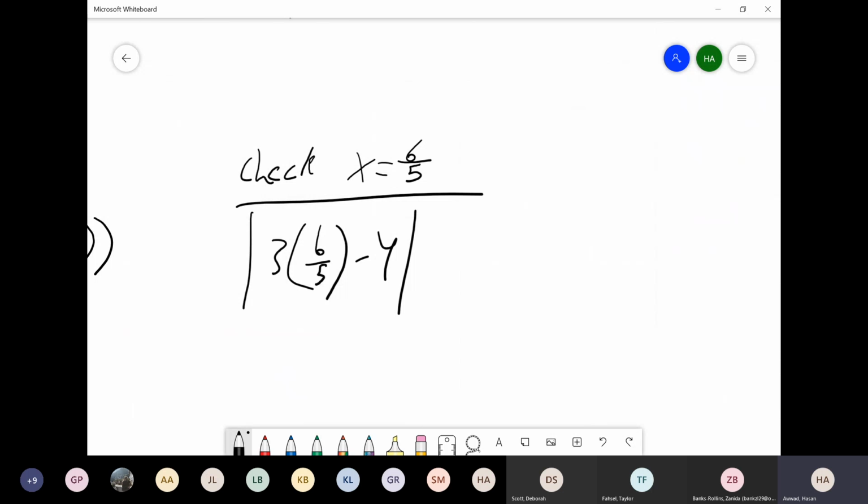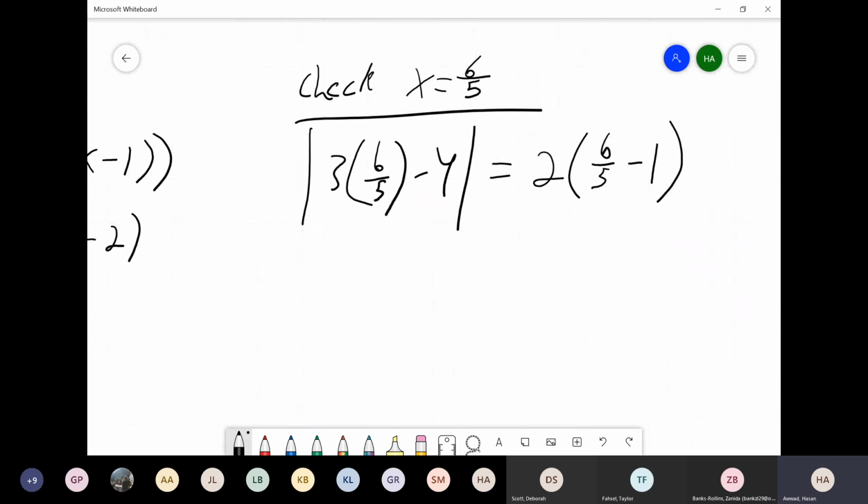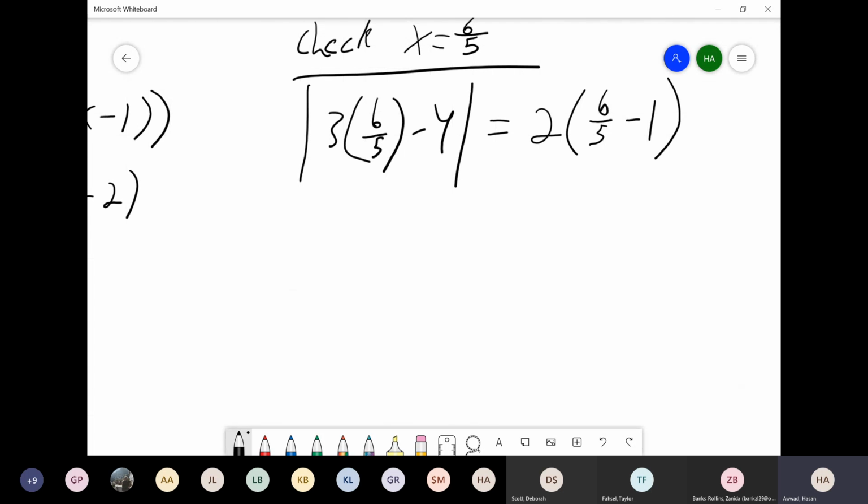It's okay. So 3 times 6/5 minus 4 is equal to 2 times 6/5 minus 1, right? Okay. Does anybody want to volunteer to help me with fractions? I know it's everybody's favorite thing to do, but I would love somebody to help me with this. Sure, Zenaida. Okay. Yes. Help me out, Zenaida. Sorry, Zenaida, I didn't mean to talk over you, but yep, you're clear to go.